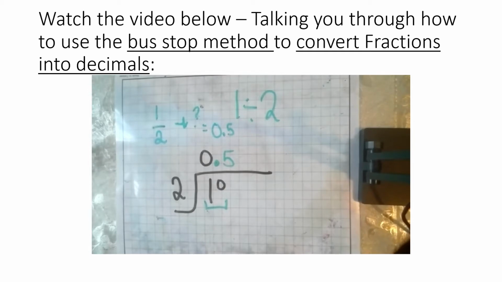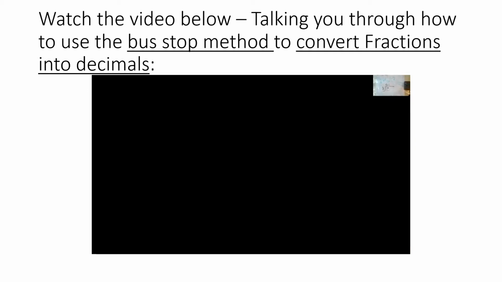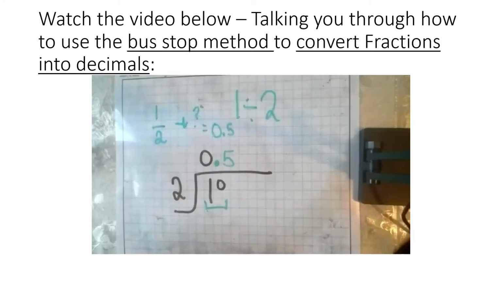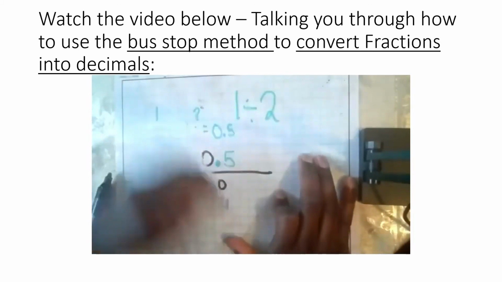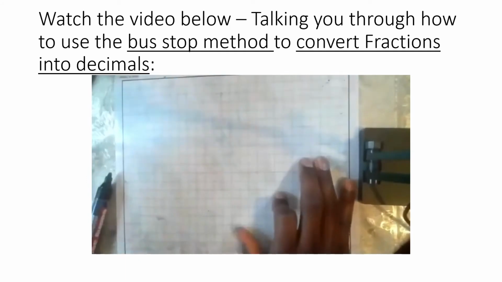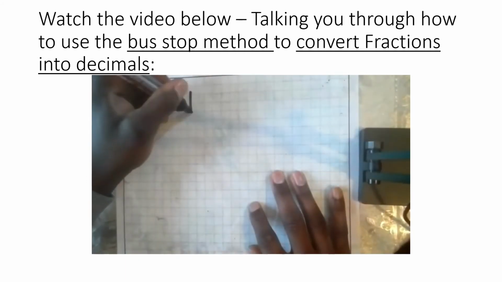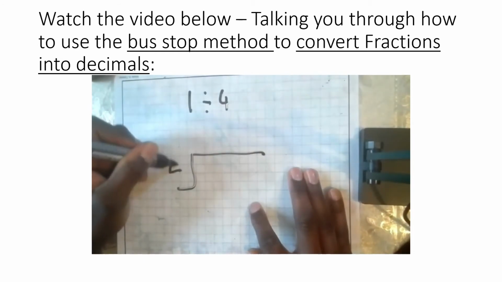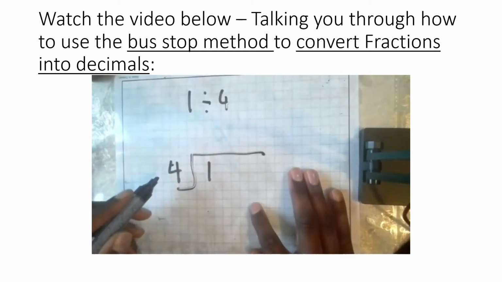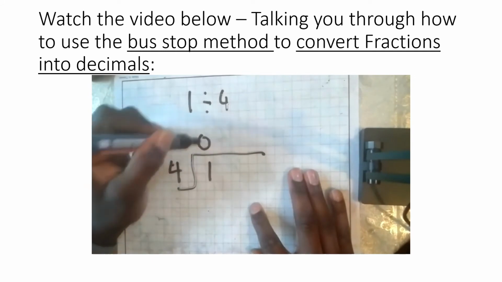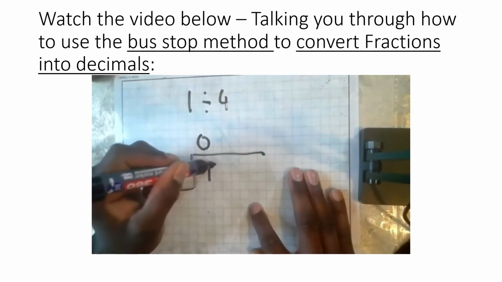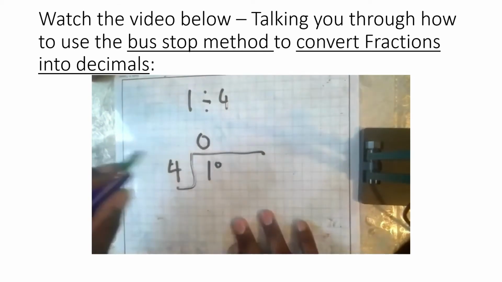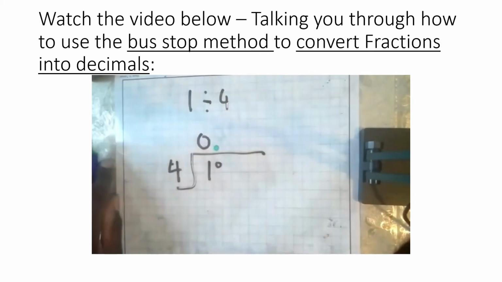If we go back to our next example, which is 1 over 4, we're going to have a go at 1 over 4. So that is 1 divided by 4. 4 goes here, 1 goes here. How many 4's go into 1? 0. Nothing goes into 1, we need to add the 0 onto it. There's no other numbers next to it. By putting the 0 here, you need to put a decimal point there.